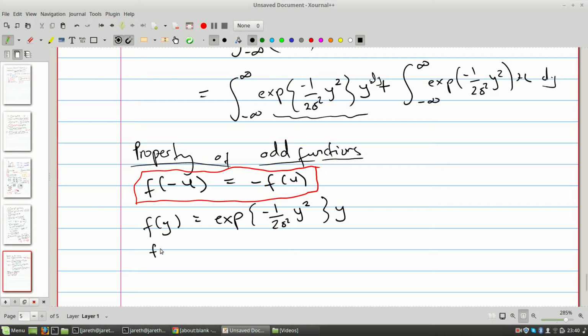So if we take f of minus u, this should be equal to the minus here, because y becomes minus u, so let's put the minus over there, and then we've got minus 1 over 2 sigma squared u squared multiplied by u, and this is equal to minus f of u, right? Because f of u will be the same as this but with a y instead. So we have proven that this is an odd function.